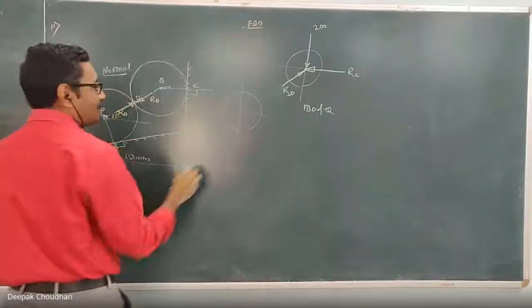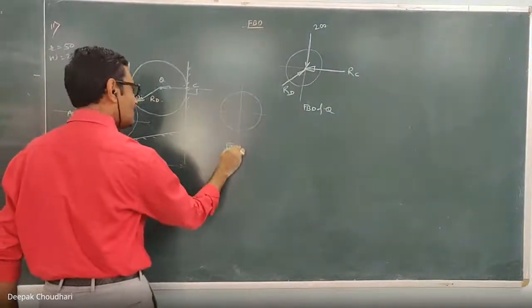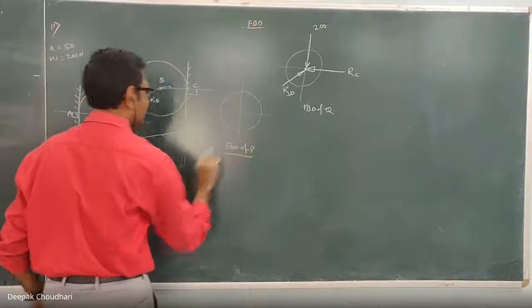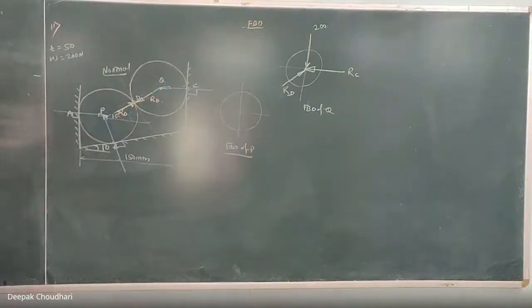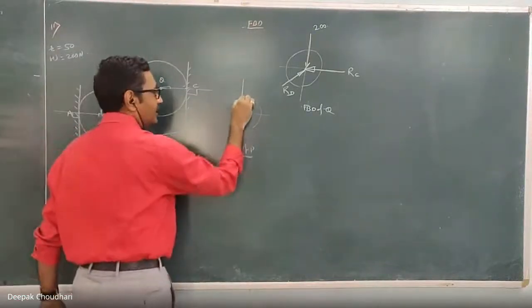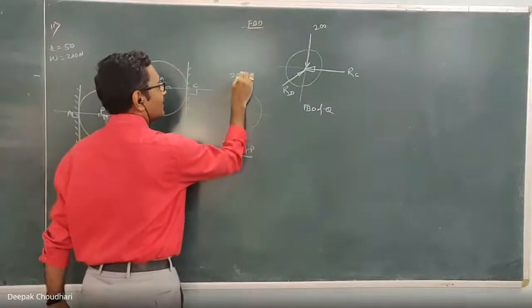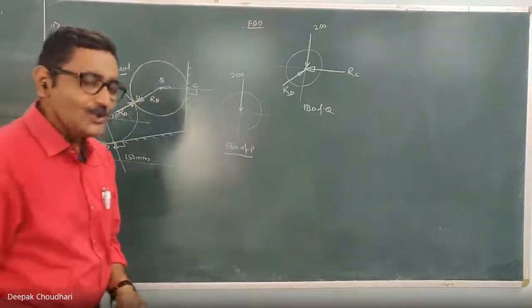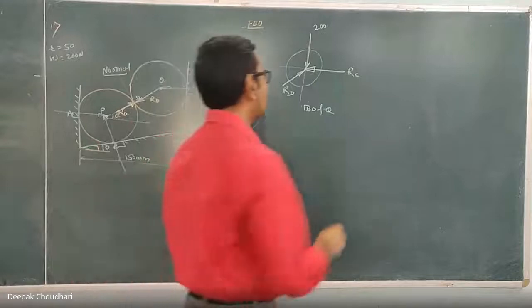Now let's draw the FBD of P. Simultaneously I will draw it, then we will analyze the FBD of P. Now which are the forces acting on P? Its weight acts vertically downward, 200 Newton.